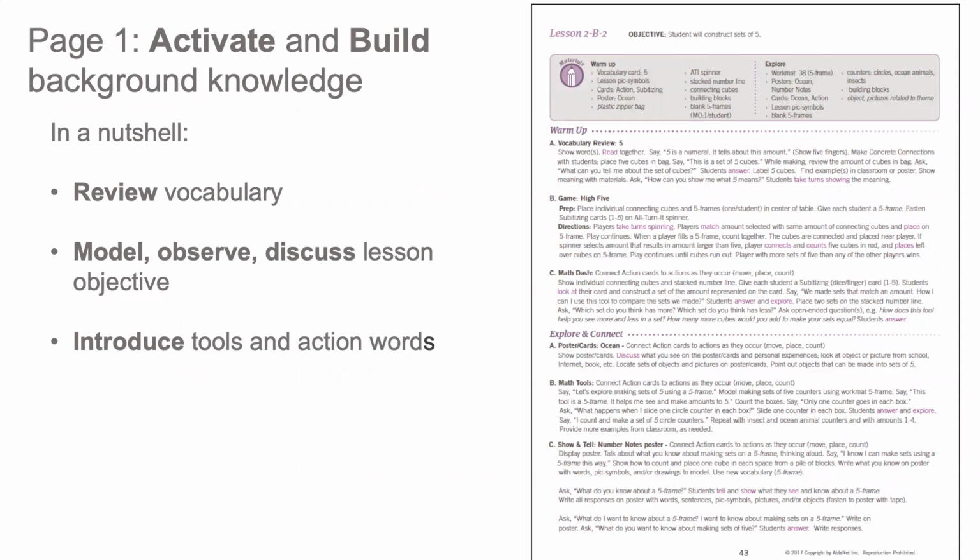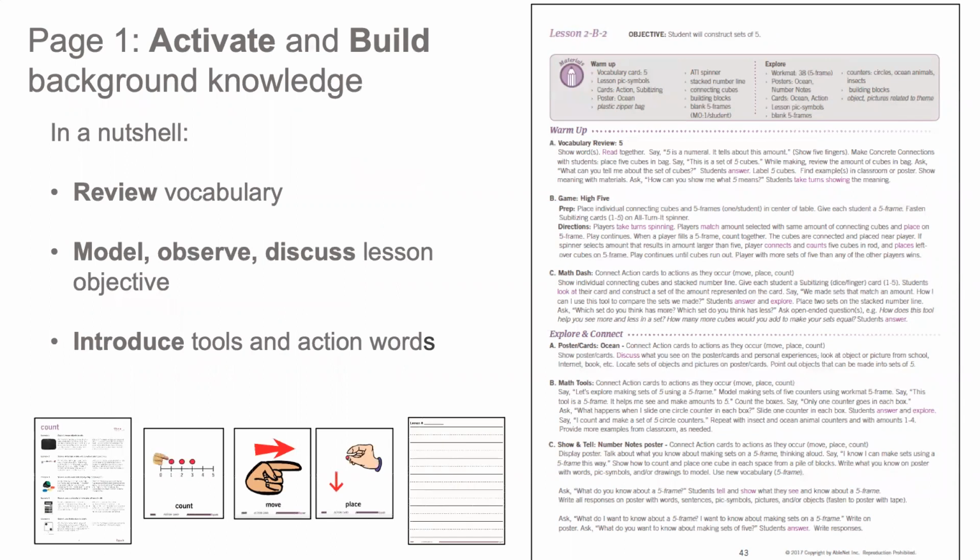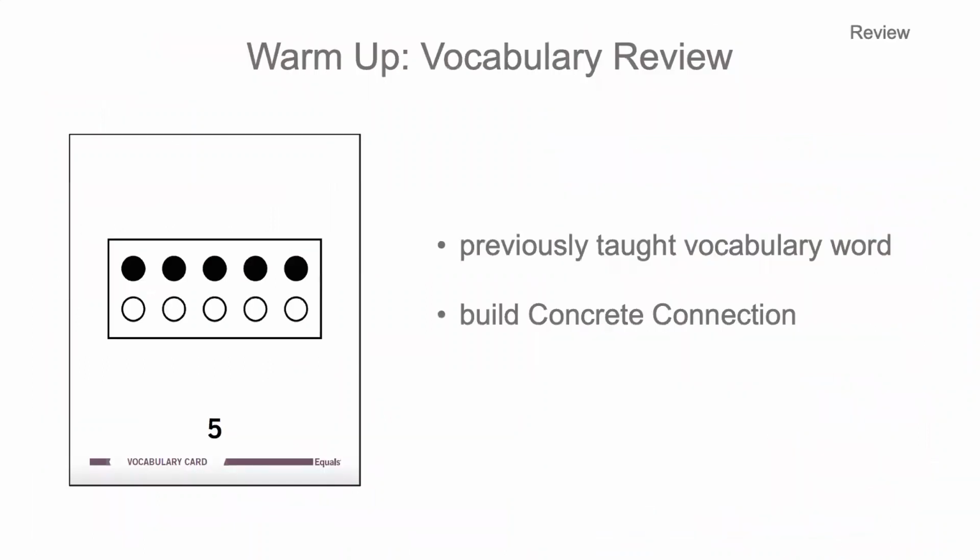As we dive into the philosophy, page 1 is all about building and activating background knowledge. In a nutshell, the philosophy of the activities are review vocabulary, model, observe, discuss the lesson objective, and introduce the tools and action words. As a reminder, you have the embedded differentiation within every activity here. So the action dictionary, your action cards, and your number notes poster.